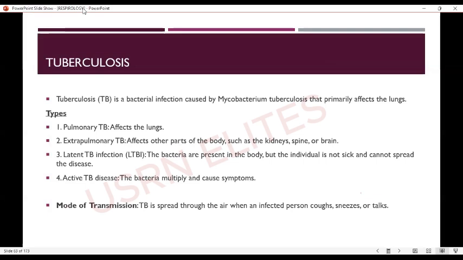It is a bacterial infection caused by Mycobacterium tuberculosis that primarily affects the lungs. Now, in TB, the definition is simple like this. It is caused by Mycobacterium tuberculosis, right?